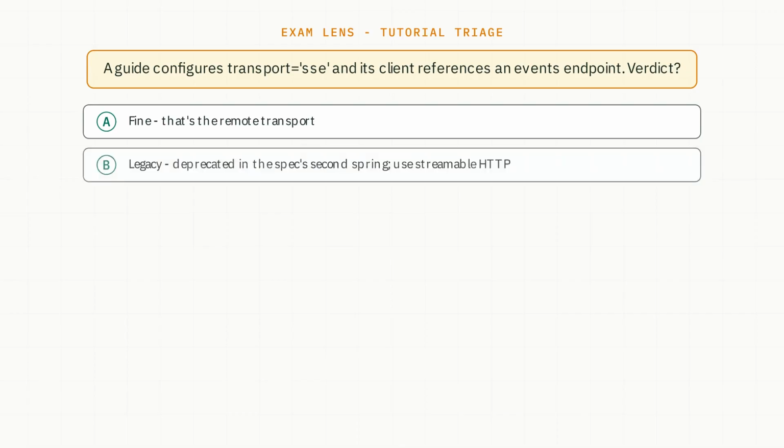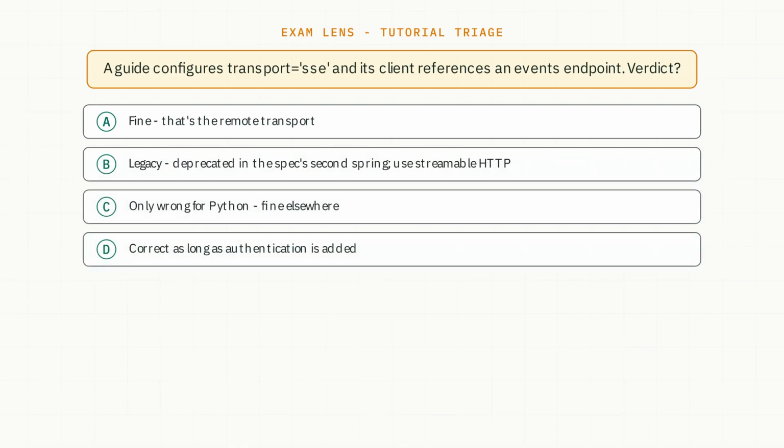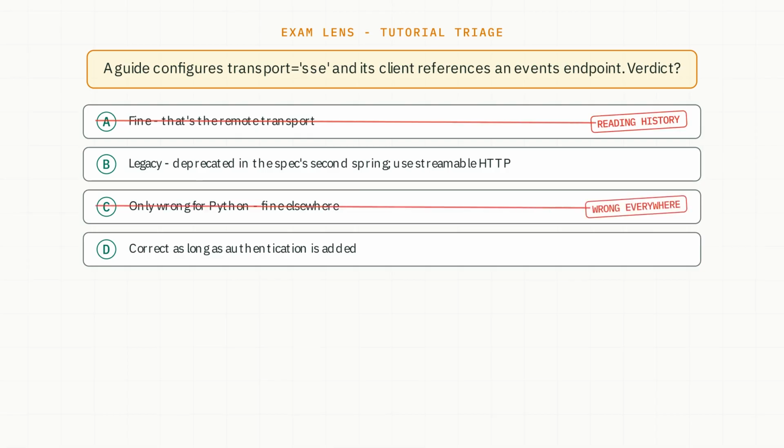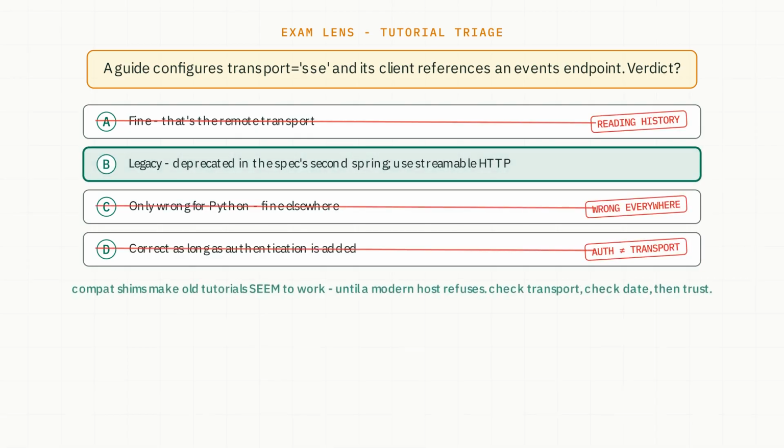Third lens, tutorial triage. A guide you found configures the server with transport equals SSE, and its client setup references an events endpoint. Verdict options: fine, that's the remote transport. Legacy, that transport was deprecated in the spec's second spring. Use streamable-http. Only wrong for Python, fine elsewhere, or correct as long as authentication is added. You've been able to answer this since part 1, and now it has stakes, code you're about to run. Legacy compatibility shims still exist in frameworks, which is exactly why old tutorials still seem to work, right up until a modern host refuses the connection. Check the transport, check the date, then trust the code.